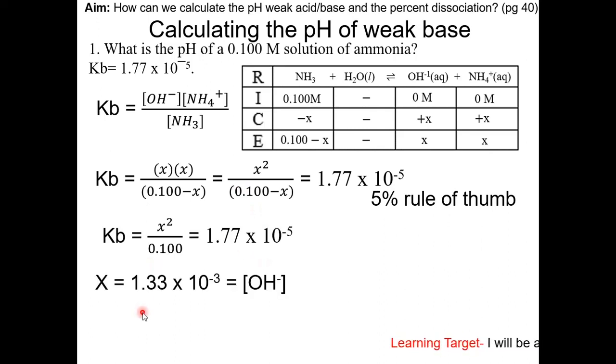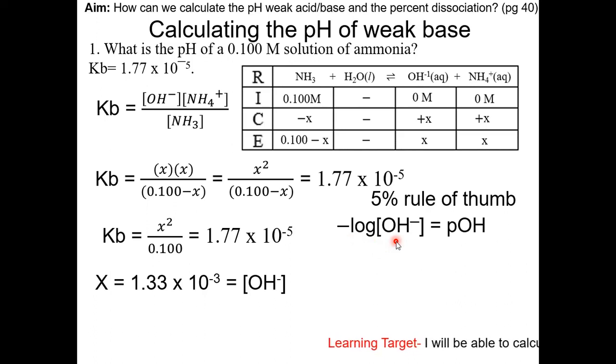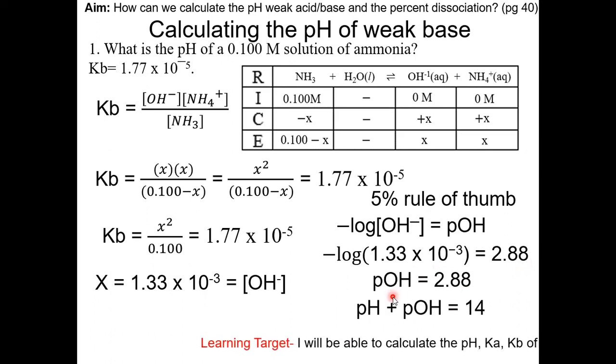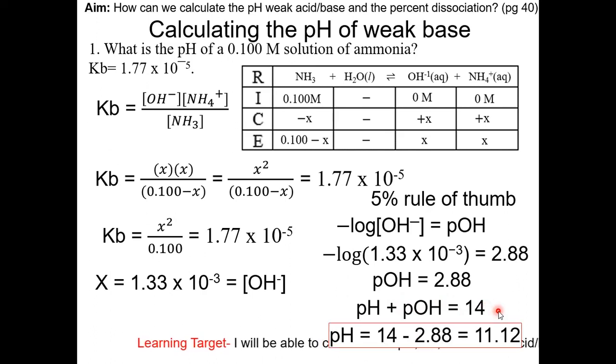We get X as 1.33 times 10 to the minus 3 power. This is the hydroxide concentration. To solve for the pH, we need to first solve for the pOH. pOH is equal to the negative log of the hydroxide ion concentration. So pOH is equal to 2.88. Once we have the pOH, we can solve for the pH, because pH plus pOH is equal to 14, so pH is equal to 11.12.